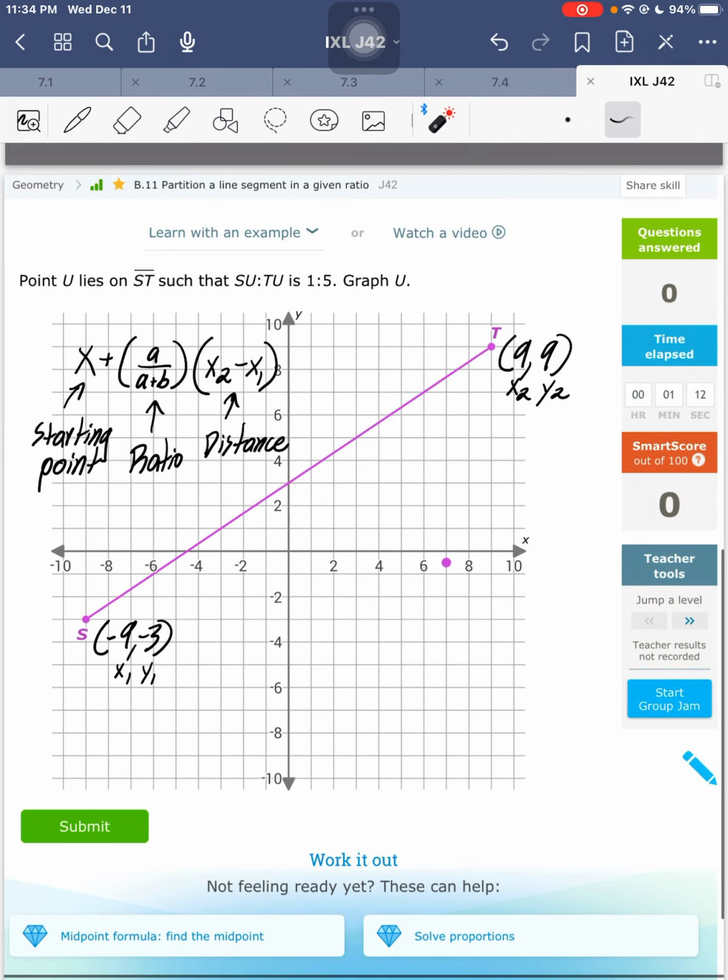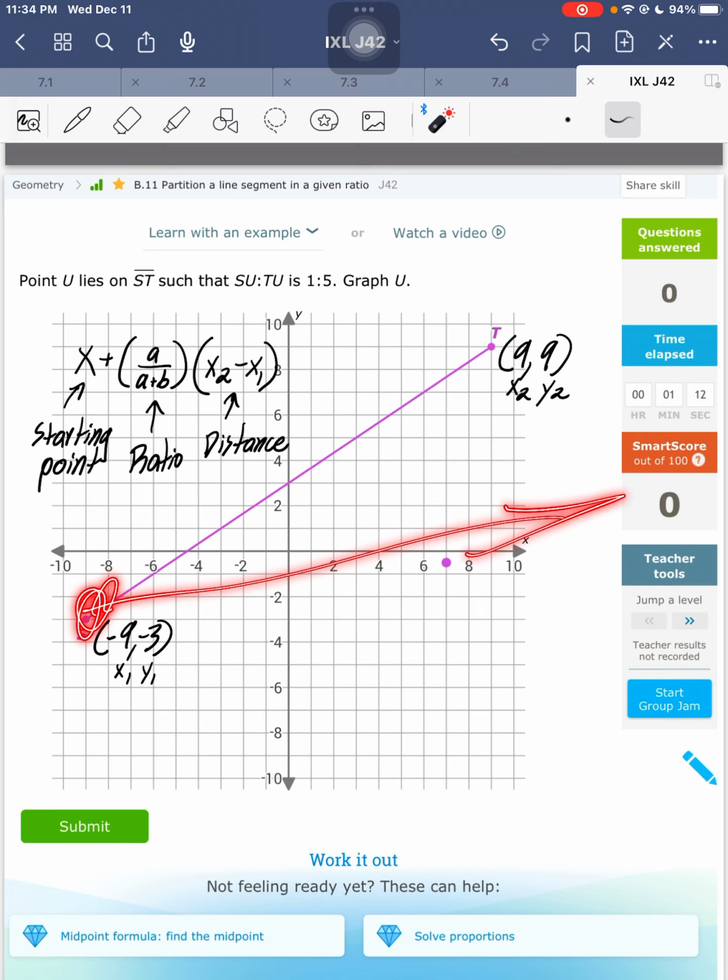Okay, so I'm gonna label this x1, y1, x2, y2, because I like to read from left to right. We're gonna find the distance from here to here. So that's why I labeled this one x1, y1. This starting point will be these starting points because we're going to start at this distance and we're going to go this way.